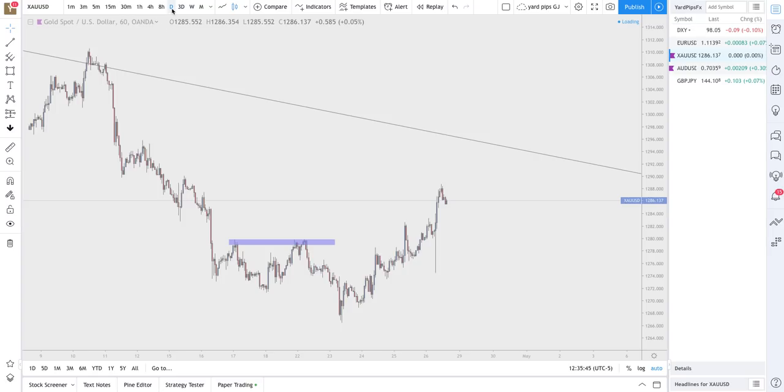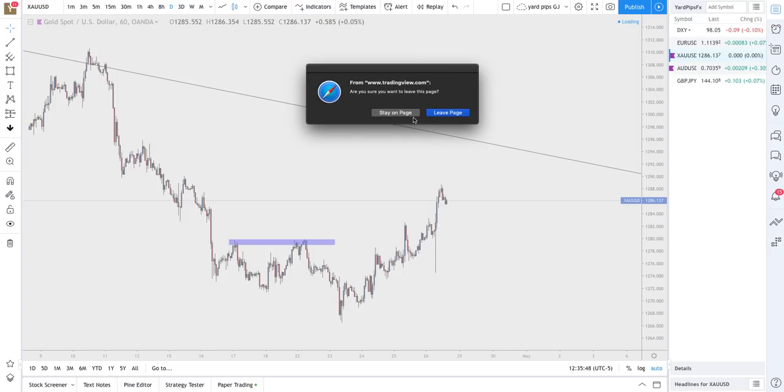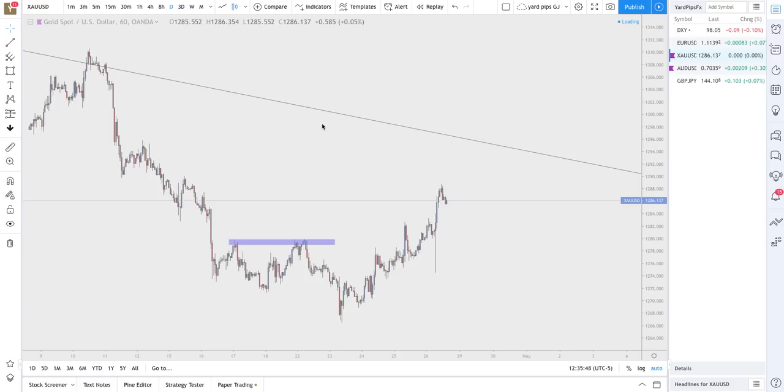Come on, TradingView, don't be slow. All right, let's refresh the site. TradingView being lame.